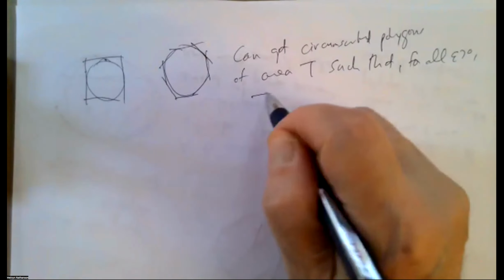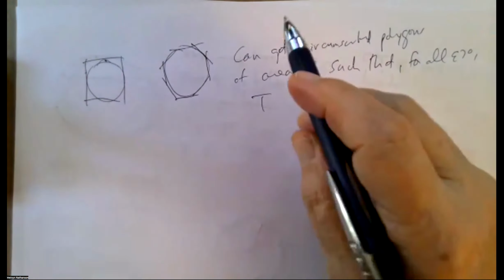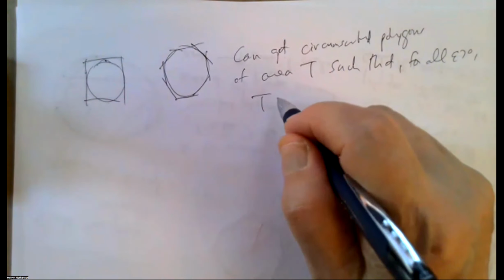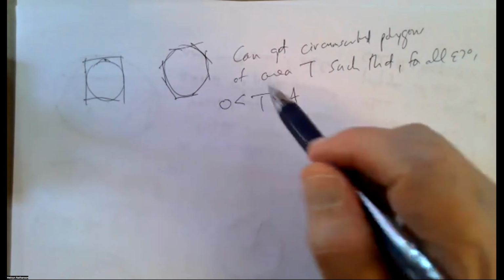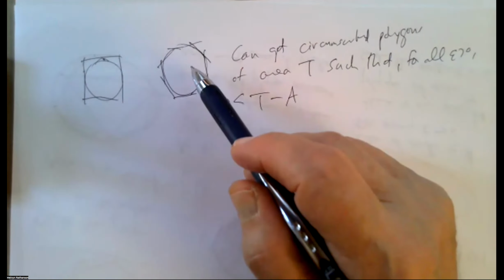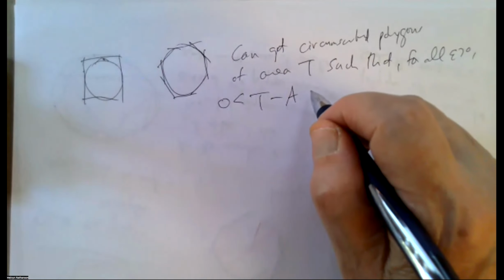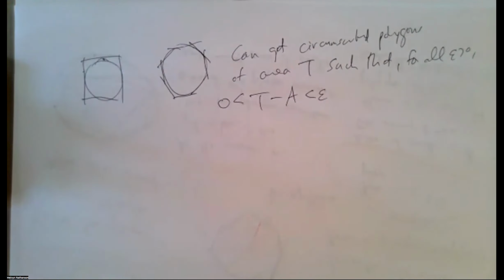for all epsilon greater than zero, T is bigger, the area of this polygon is bigger than the area of the circle because the circle is inside the polygon. So T minus A is positive, but we can increase the number of sides of this polygon so much that T minus A is less than epsilon. So you can approximate the area of a circle as closely as you like with an inscribed polygon or with a circumscribed polygon.